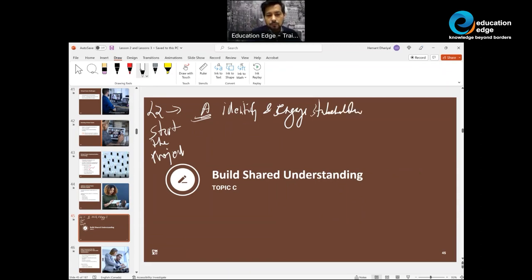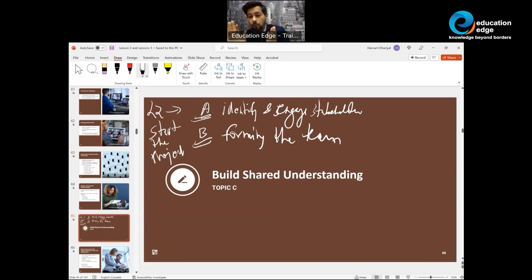Then we looked at topic B, for forming the team. Do it as early as possible and ensure that when you're working with virtual teams, you keep them engaged, you keep them supported. There are quite a few questions on virtual team. And now the topic C, which is building shared understanding.